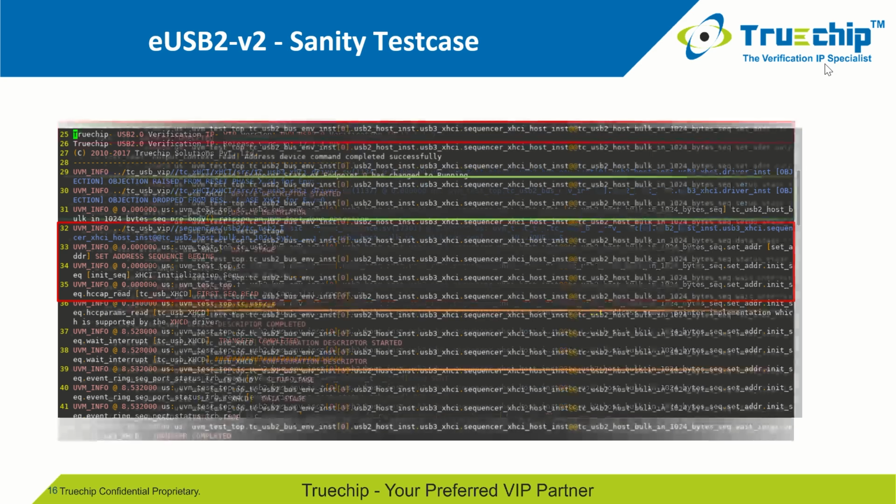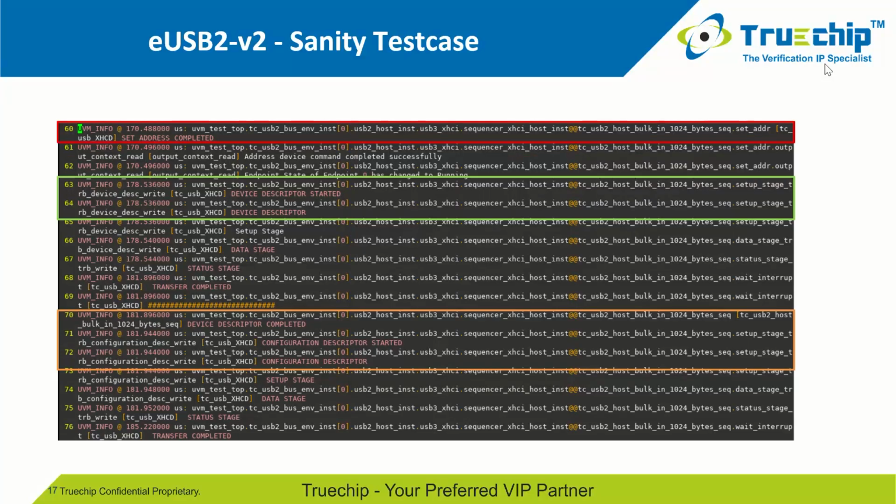Following the address assignment, we have the get device descriptor step. This is where the host requests the device's basic information such as vendor ID, product ID, and device class. This information is critical for the host to understand the device capabilities. We then move to get complete device descriptor. This step retrieves more detailed information about the device, including its supported configurations and endpoints.